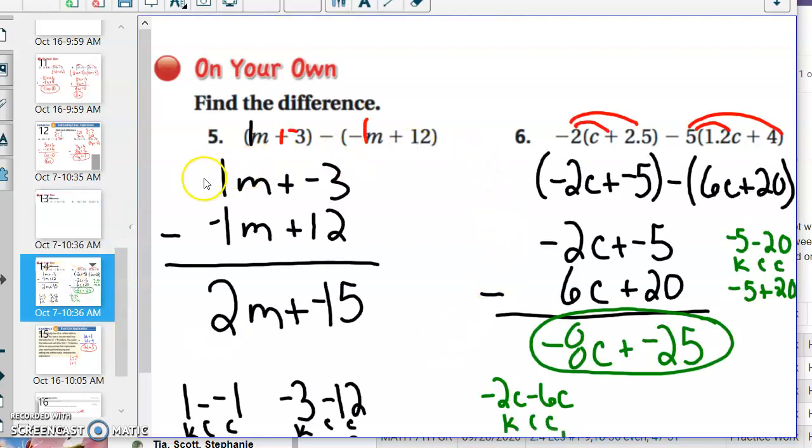All right, to check them, so 1m minus a negative 1m would obviously turn into 1 plus 1, which is 2m. Negative 3 minus 12, that would turn into negative 3 plus a negative 12, which gives you negative 15. Okay, this one you have to distribute both sides, so then you're left with this. So then I lined them up vertically, and remember we're subtracting. Negative 2 minus 6 would be negative 8. Negative 5 minus 20 would be negative 25.